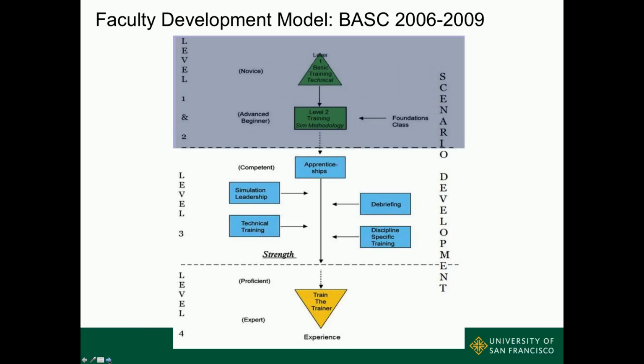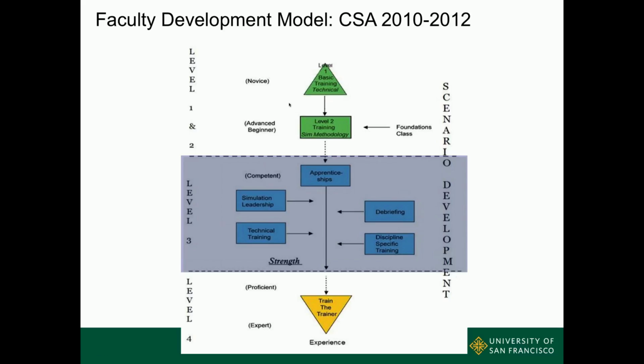And then the California Simulation Alliance, which was launched in 2008, took that same model and worked over the next couple years on really building competence. Level 3, we have an apprenticeship program, which I'll talk about a little later. Specialty courses like simulation leadership, technical training, debriefing, discipline-specific training. So we're building strength, we're building competence, and at the same time on the right-hand side, you'll see the scenario development was occurring and writing scenarios that were going to be shared with others. And to date, I believe we've disseminated over 3,000 to 4,000 scenarios all over the world. When we were grant funded through the BASC, all of these scenarios were free.